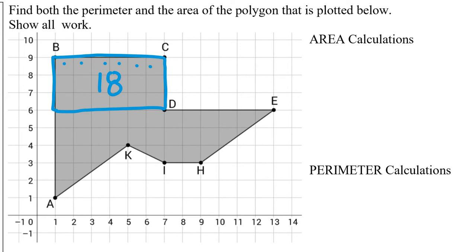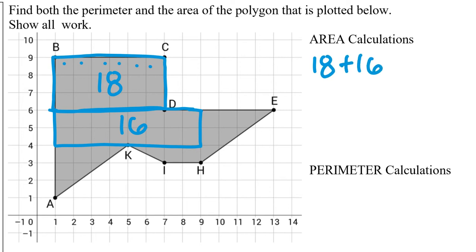Another thing we could do is look at this rectangle. That rectangle is 2 by 8. This is 9 and it goes to 1, and 9 minus 1 is 8. So it's 8 by 2, and 2 times 8 is 16. So if I'm keeping track at home, I've got 18 plus 16.